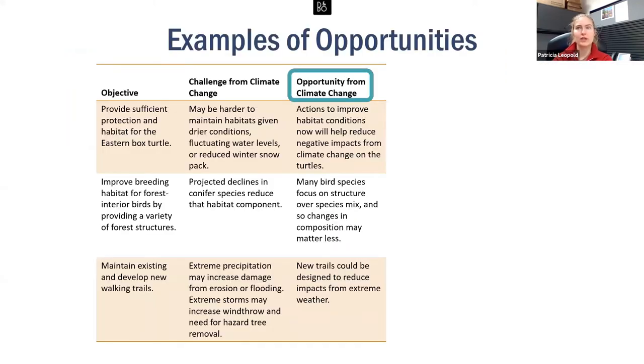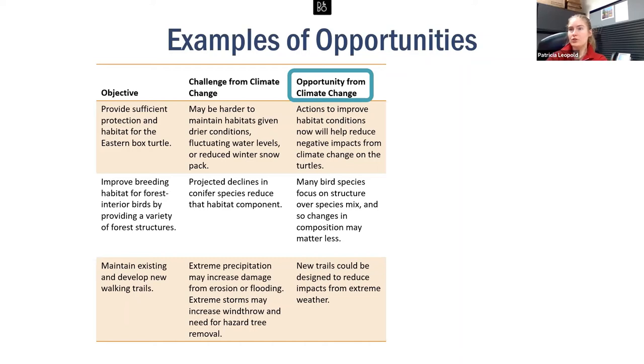Continuing our example from before with the eastern box turtle, maybe one opportunity that we're considering is that if we're taking action now to improve habitat conditions, that will in the long term reduce the negative impacts of climate change on the turtle population.